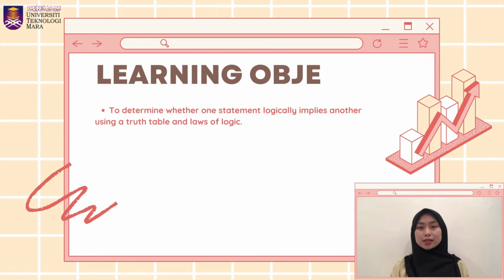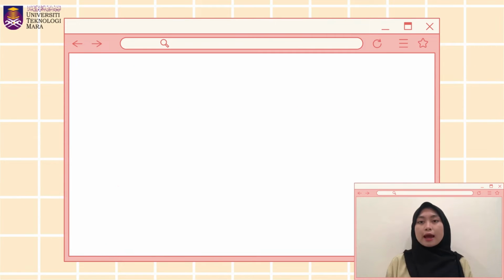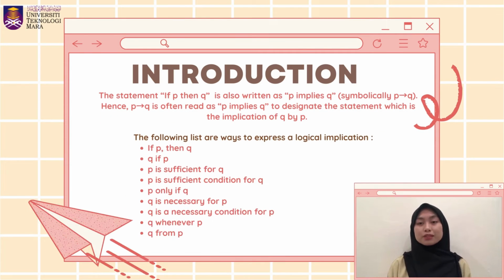First and foremost, the learning objective we are trying to achieve is to determine whether one statement logically implies another, using a truth table and laws of logic. As for the introduction, the statement if P then Q is also written as P implies Q. Hence, P arrow Q is often read as P implies Q to designate the statement which is the implication of Q by P. The following list are ways to express a logical implication.